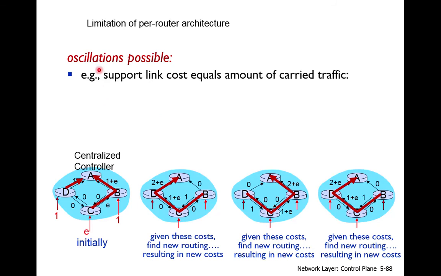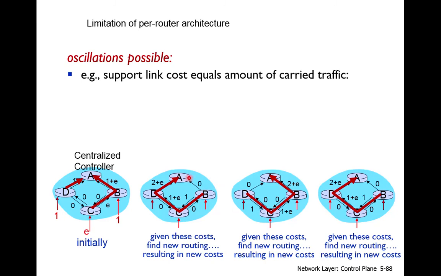Similarly, let me remind you of another limitation of the per-router architecture. In the link state routing protocol we had a problem called oscillation. Oscillation means that C, B and D were sending data to A. C and B selected one route and D another, and the route is selected based on traffic load. The path with the lowest traffic will be selected. If the first packet is sent this way, then when the next packet is sent, all the nodes will use the same path. Now this path has higher traffic and the other path is free.